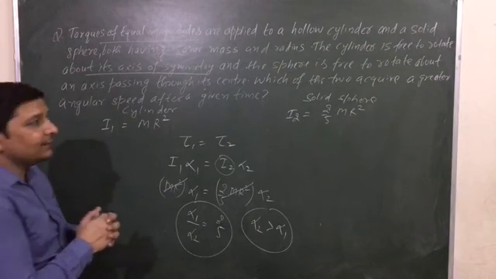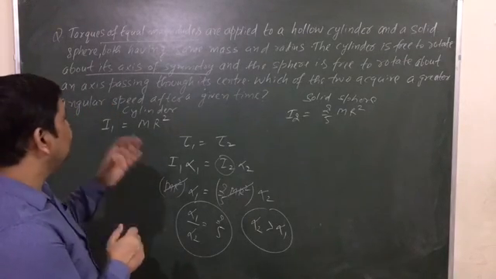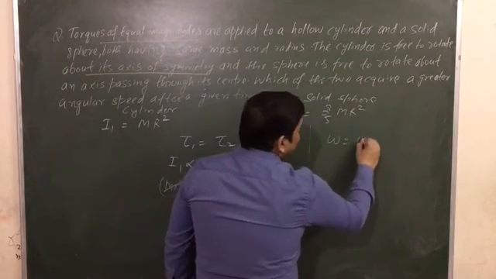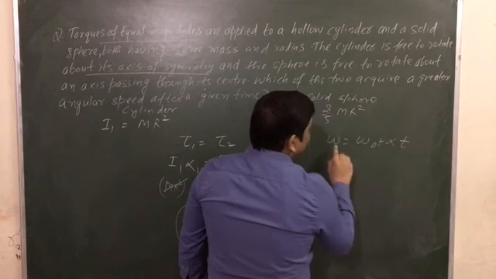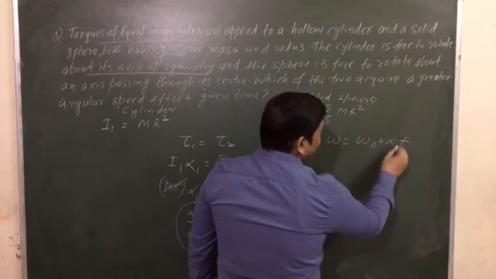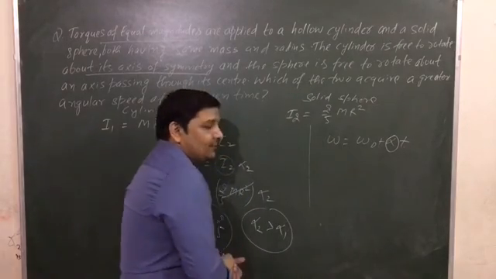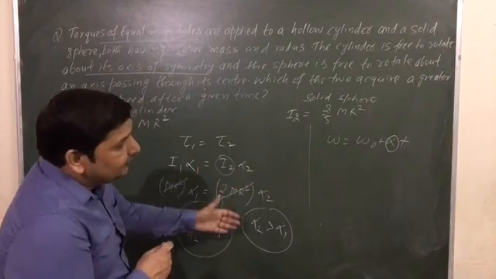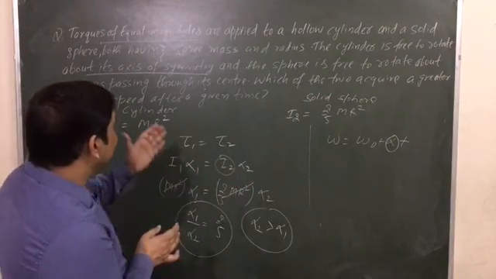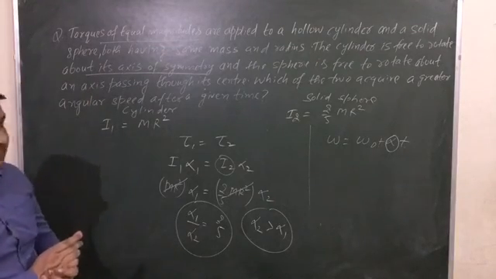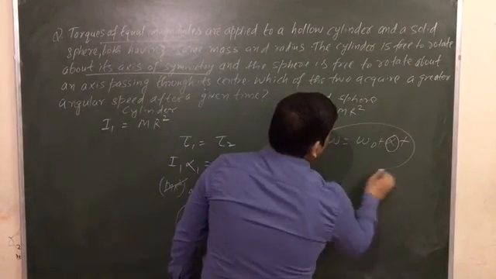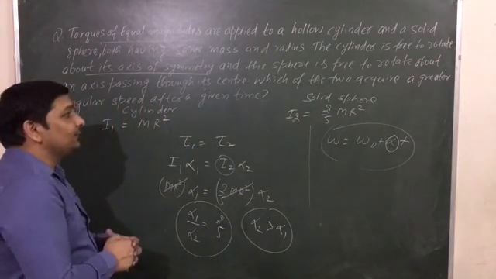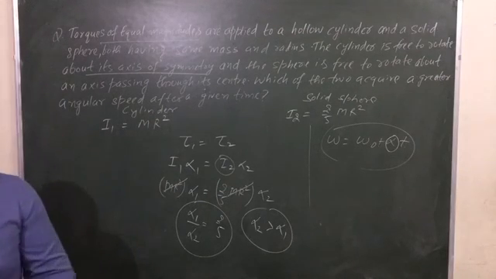And the question asked is, which of the two acquires a greater angular speed? Angular speed is given by omega naught plus alpha t. Alpha means angular acceleration, and the angular acceleration of the solid sphere is greater than that of the hollow cylinder. Therefore, the solid sphere acquires a greater angular speed after a given time.